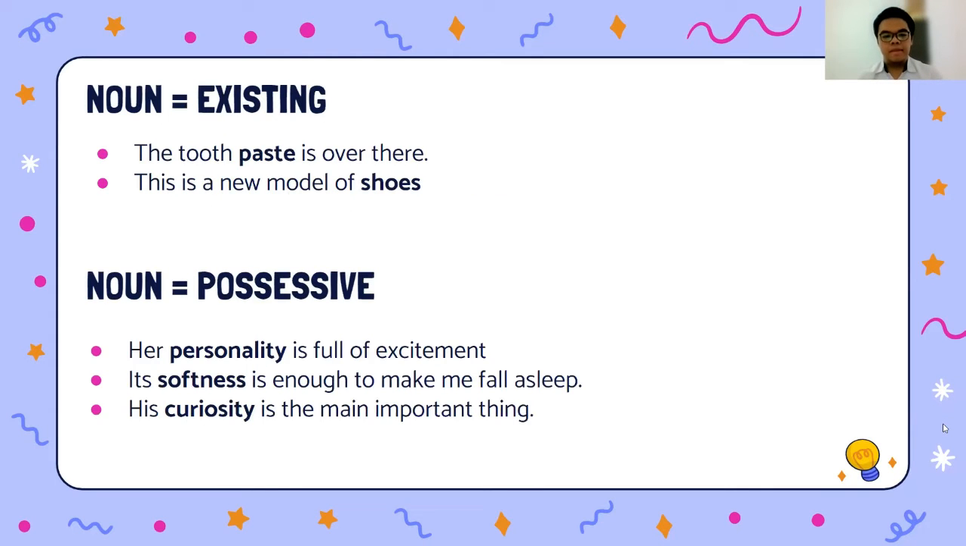Next. The third one is known as existing. The example sentences are: the toothpaste is over there, and this is a new model of shoes. And the fourth is known as possessive. The example sentences are: her personality is full of excitement. Second, its softness is enough to make me fall asleep. And the last example is: his curiosity is the main important thing.